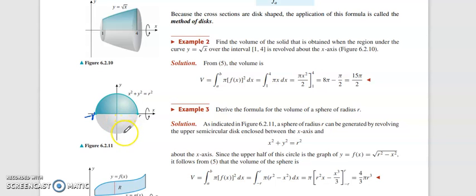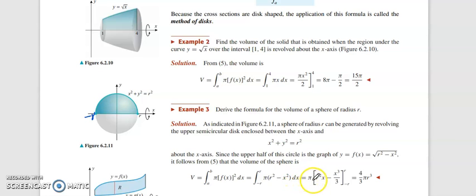Therefore the cross-sectional area will be pi f of x whole square. So by the method of disk, the volume will be integral a to b pi f of x whole square dx. We know f of x, so that will be integral minus r to r pi r square minus x square. When we take f of x whole square, the square root goes away. So you will have pi r square minus x square dx.